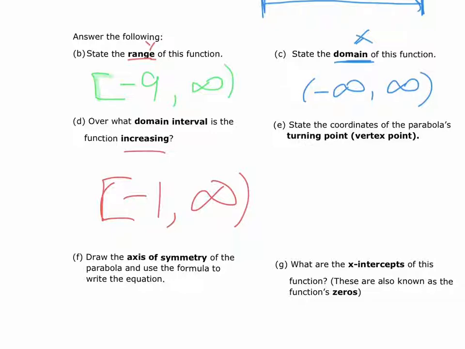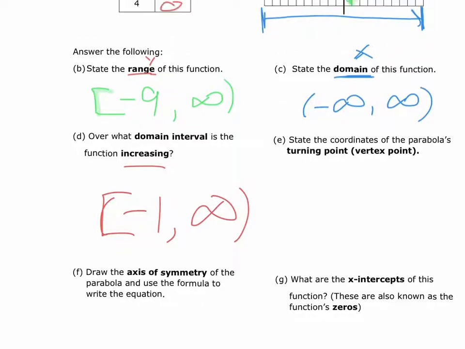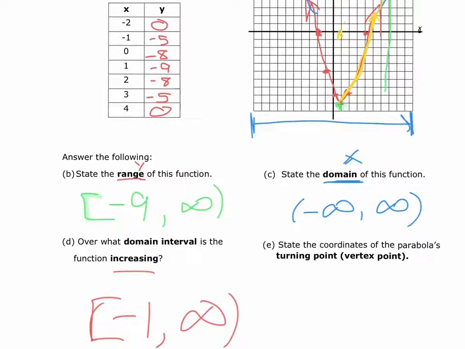State the coordinates of the turning point or vertex. So that's the bottom point right here where it meets that V. You can also see it right here because with a parabola on either side, it's the same number. So you'll have a middle point. It's 1, negative 9.